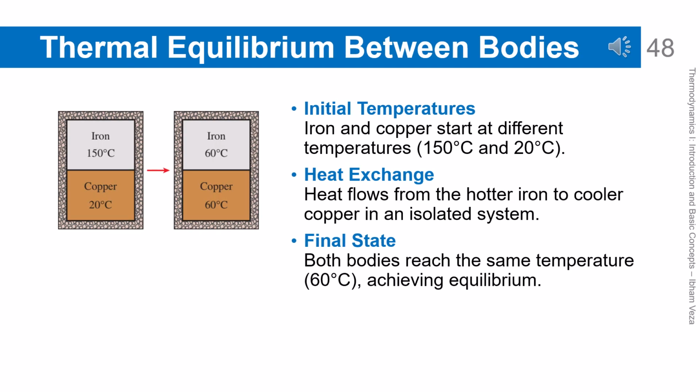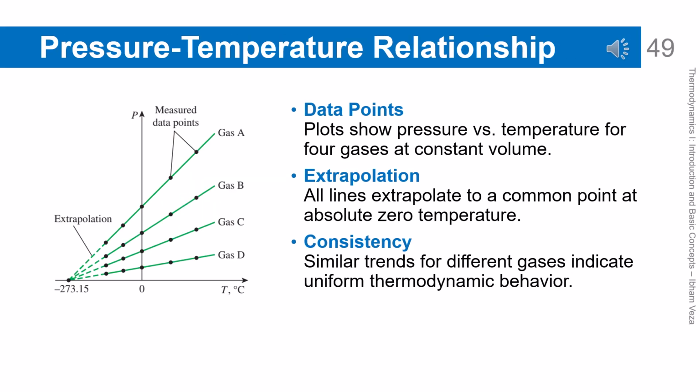Thermal equilibrium between bodies. Two bodies at different temperatures placed in an isolated system will exchange heat. Heat always flows from the hotter body to the cooler one. This process continues until both bodies reach the same temperature. This condition is called thermal equilibrium. This example shows a direct application of the zeroth law of thermodynamics.